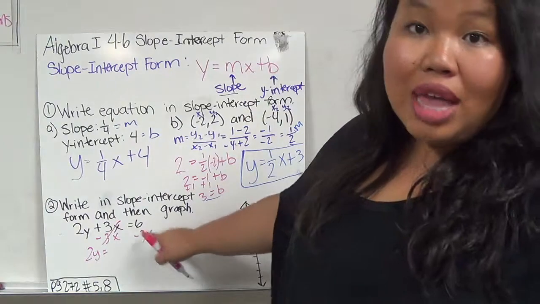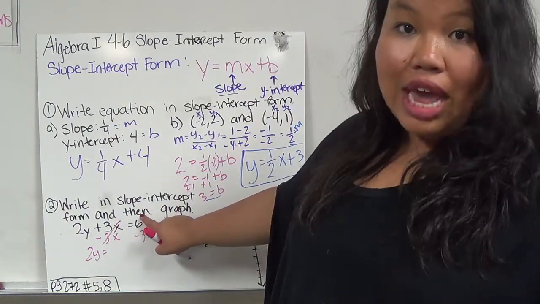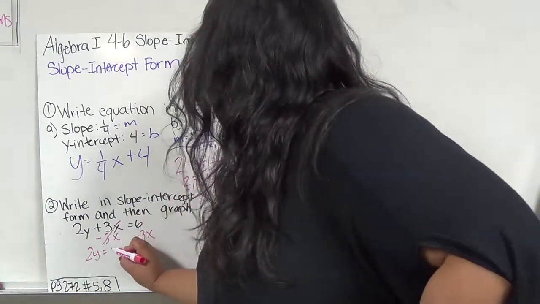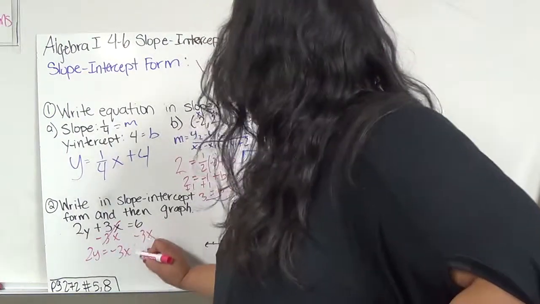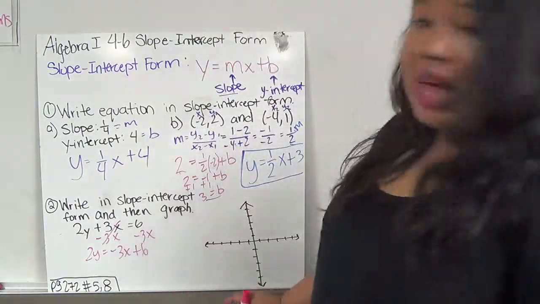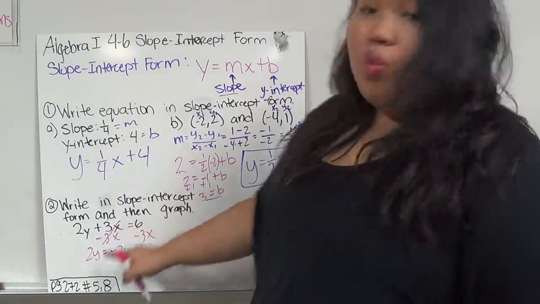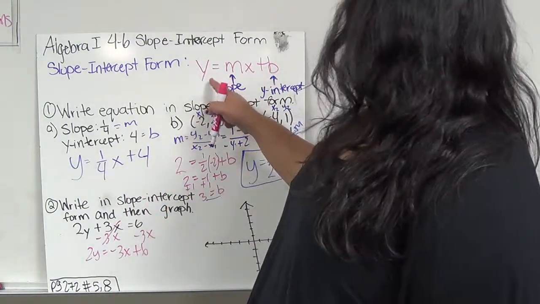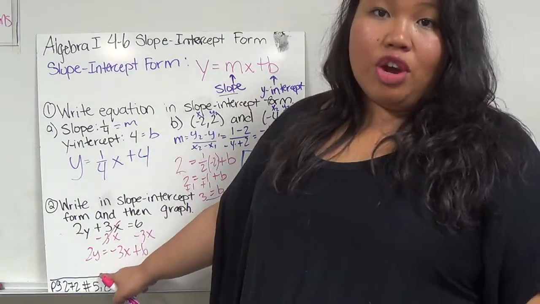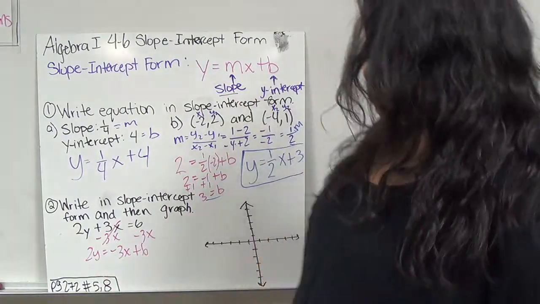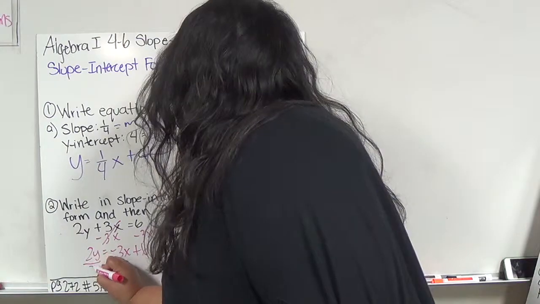Now again, I can't combine them because this doesn't have an x. So I'm going to do negative 3x, and this is a positive 6. And again, I do that because I want to make it into y equals mx plus b form. Now, I know the y is there, but there's a 2 in front of it, even though it's the only one on that side. So in order for me to do it, I have to divide by 2.